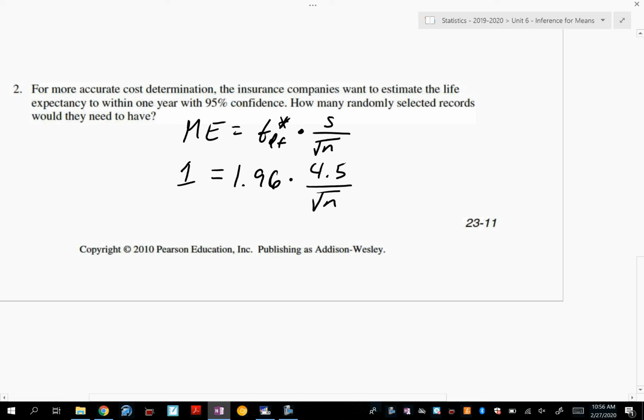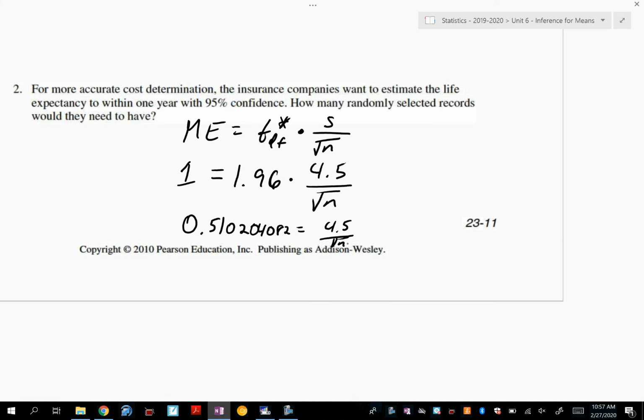Now you're going to do your algebra like we did before with proportions. You're going to divide 1 divided by 1.96. So this is going to be fun. Let's do this different algebra. 0.510204082. Everyone still with me? All I did was take 1 and divide it by the 1.96, so move that over.